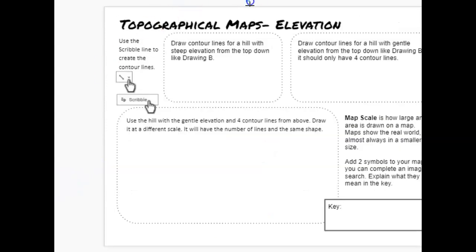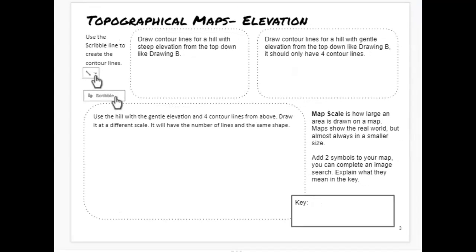Okay, final thing. Topographical maps, elevation. So use the scribble line to create the contour lines. So we just did that on the last page. We're going to do it again. Draw contour lines for a hill with steep elevation from the top down, like drawing B. Okay, so you can pause or you can watch me do one and then you can make your own.